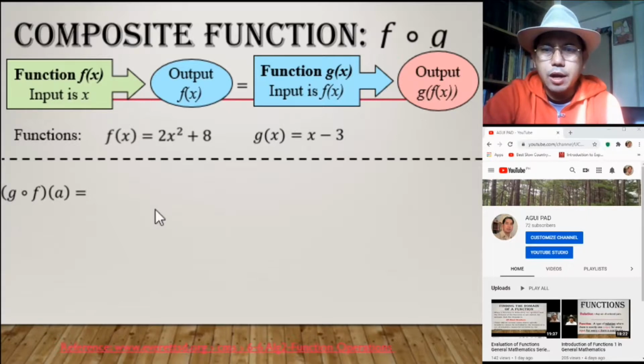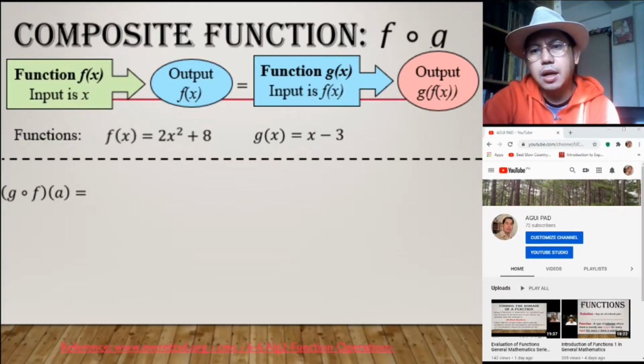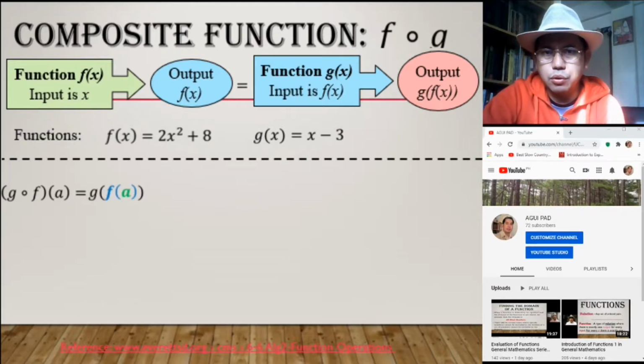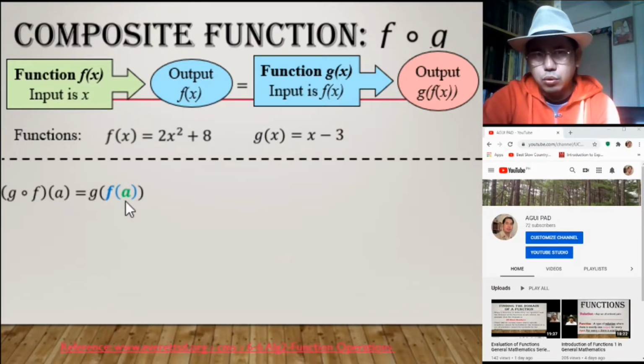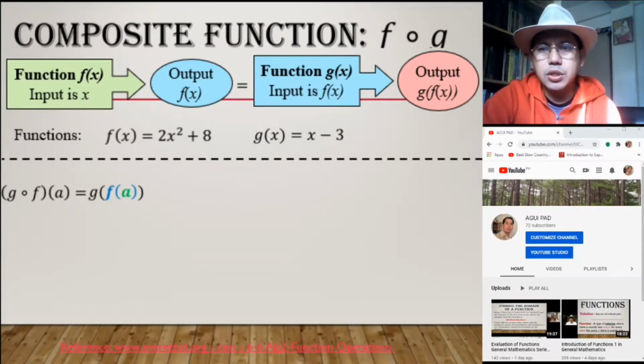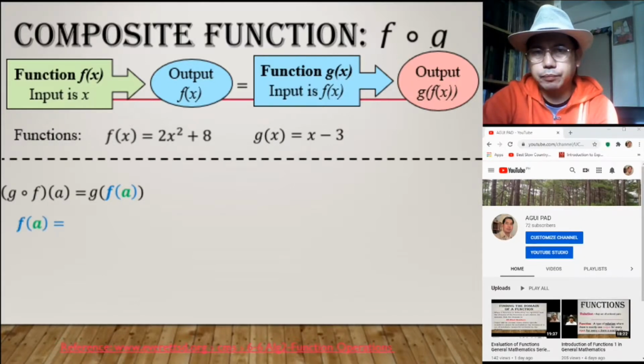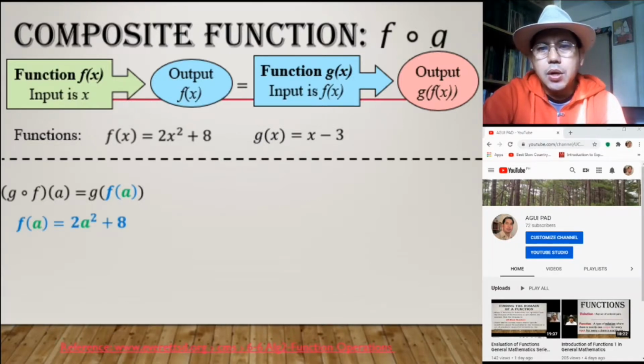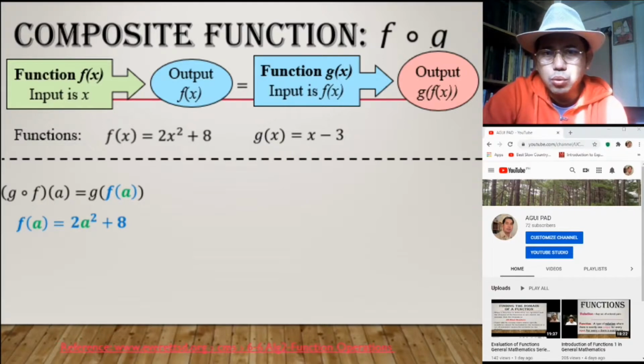So again, we have in here a problem. The composition of g function and f function if the value of our x is a. How do we compute for that one? Again, we make use of this pattern. So g of f of a. To solve for it, compute the first function, which is f of x is equal to 2x raised to 2 plus 8. So we have in here f of a is equal to 2a raised to 2 plus 8. That would already be the result.